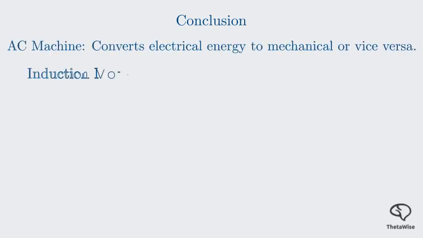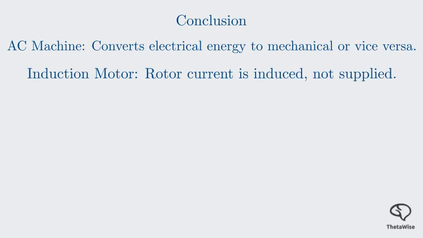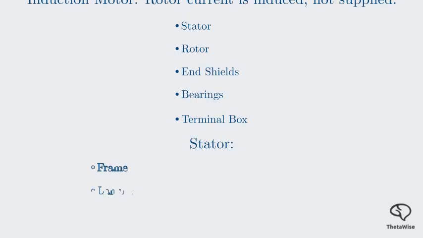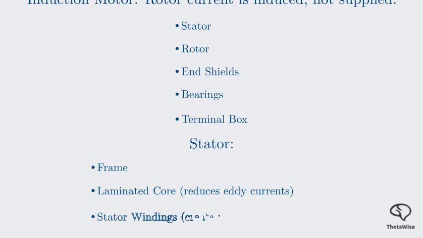Finally, let's recap everything we've learned in this detailed tutorial on 3-phase induction motors. We started by defining an AC machine as a device that converts electrical energy to mechanical or vice versa, focusing on the induction motor where the rotor's current is induced, not supplied. We then disassembled the motor, identifying its key parts: the stator, rotor, end shields, bearings, and terminal box. We took a deep dive into the stator, composed of the frame, laminated core to reduce eddy currents, and stator windings that create the rotating magnetic field.